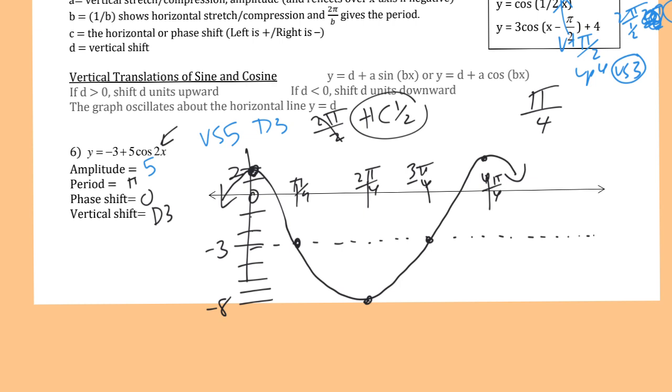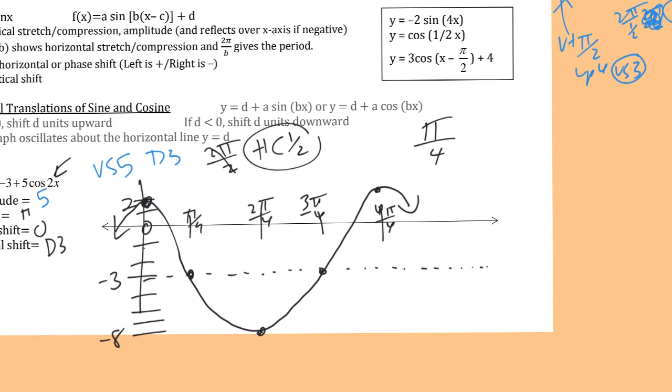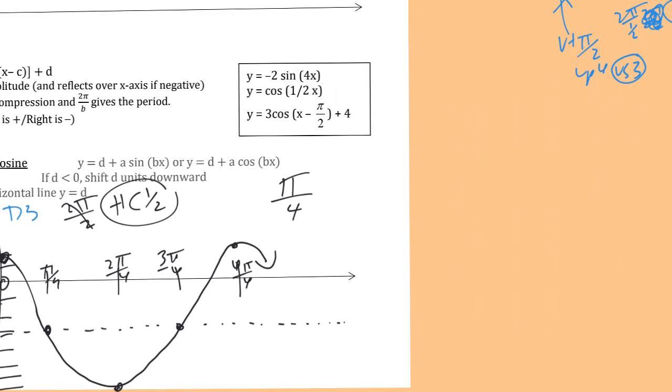So we can have shifts vertically. We can have a horizontal stretch or compression. We can do all sorts of things. Okay, so let's look at our next picture.